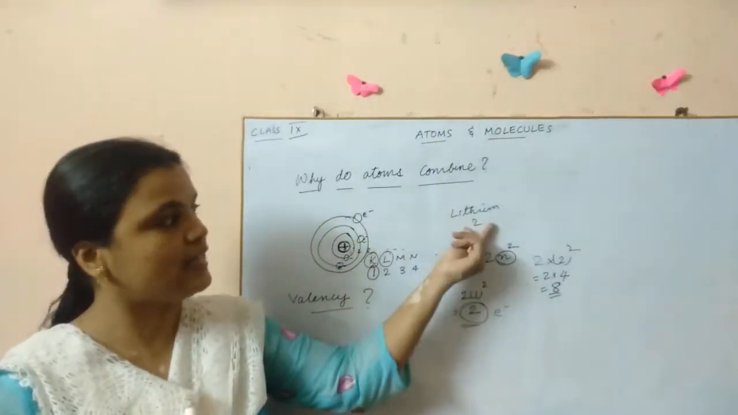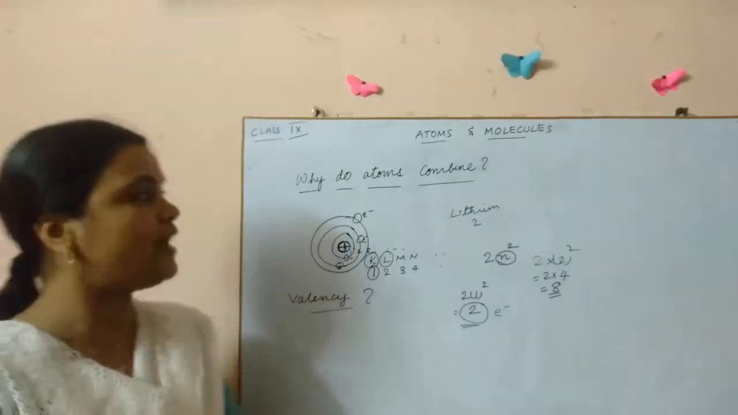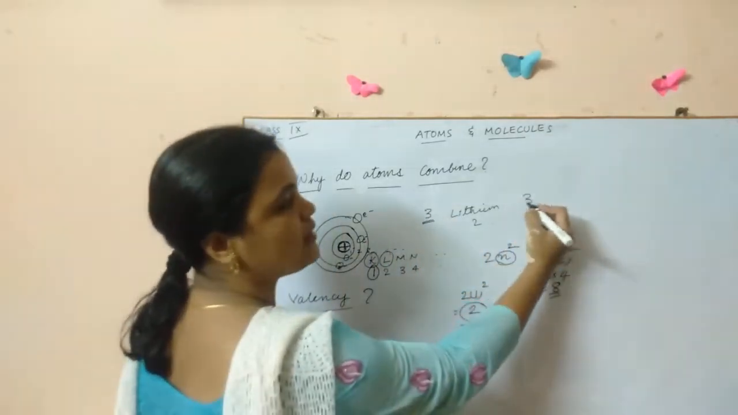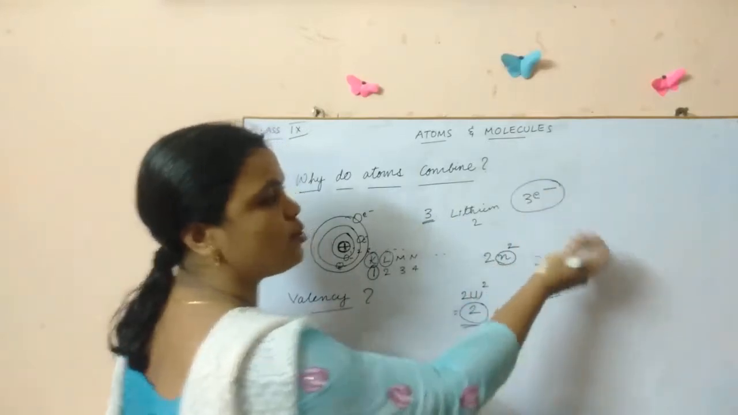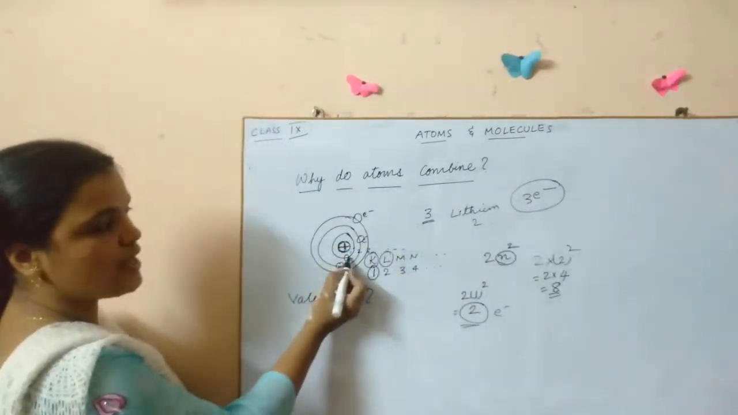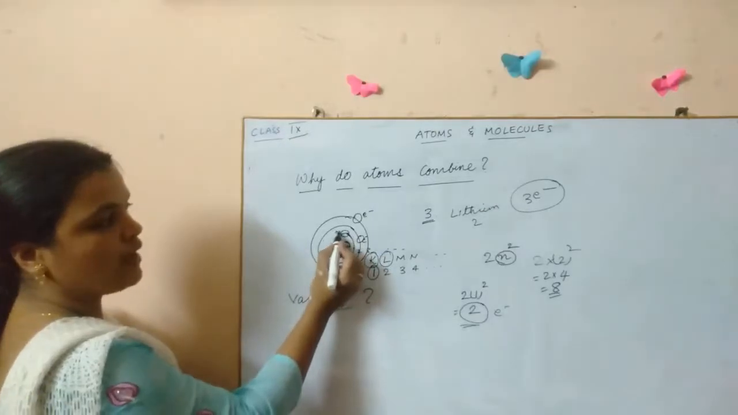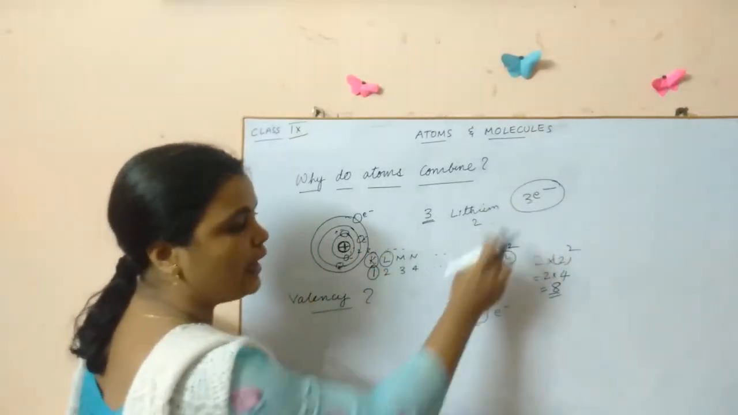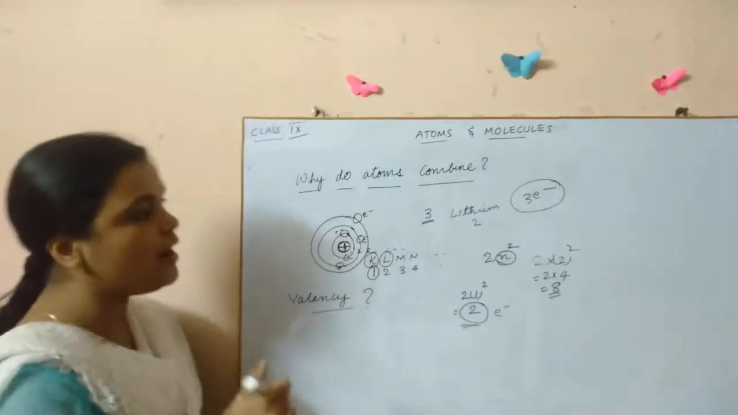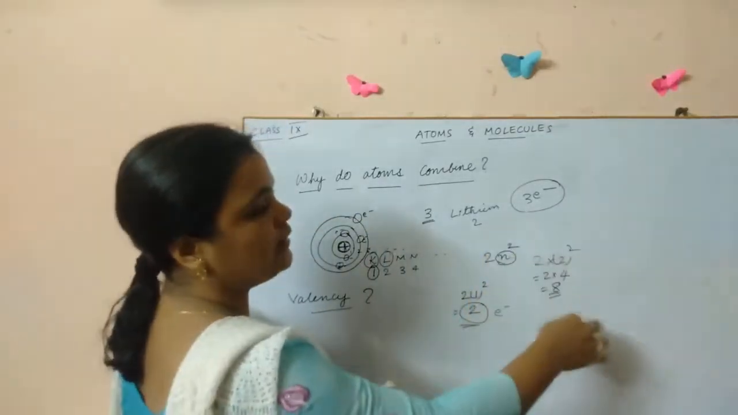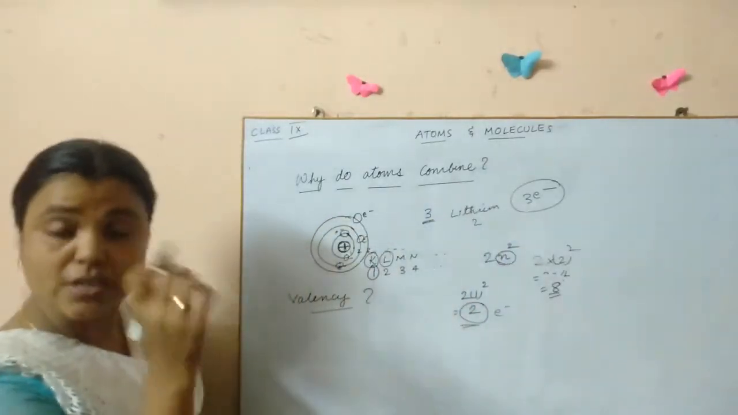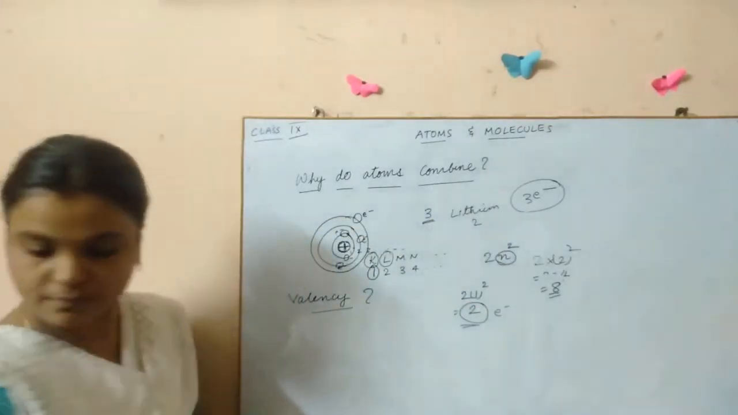So you can see lithium. It has got 2 shells, and its atomic number is 3, children. That means it contains 3 electrons, which are distributed in this way. In the first shell, how many electrons should be there? Out of the 3, 2 are present in the first shell and 1 is present in the outermost shell. So let us see the atomic structure of lithium now.